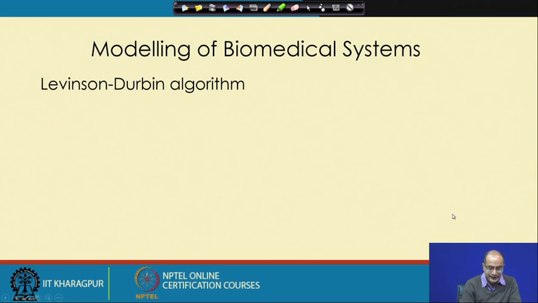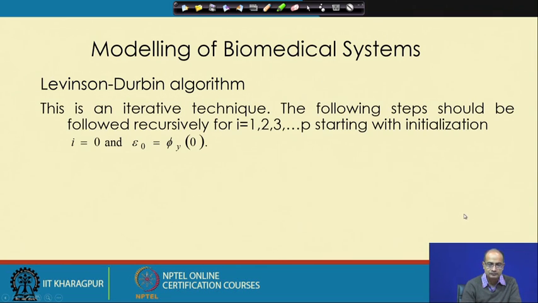Now, to take advantage of the special structure of this Toeplitz matrix, we can make use of the Levinson-Durbin algorithm. It is an iterative technique which has different benefits. The first benefit is that it helps to reduce the complexity of the computation or the solution of the set of linear equations.